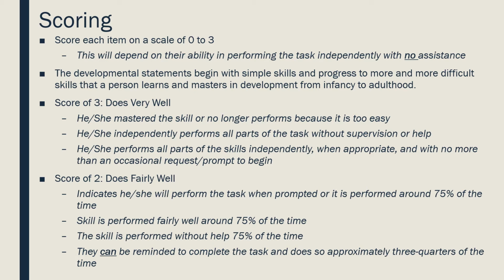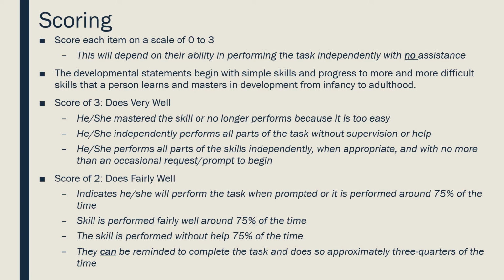A score of 3 means they do very well. The skill is either mastered or they no longer perform it because it's too easy. They are able to independently perform all parts of the task without supervision or help, or performing all parts of the skill independently when appropriate with no more than an occasional request or prompt to begin the task. It's very important to know that a score of 3 can be yielded if an individual only needs an occasional request or prompt to begin.